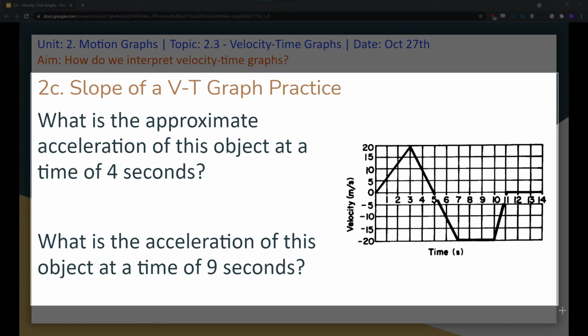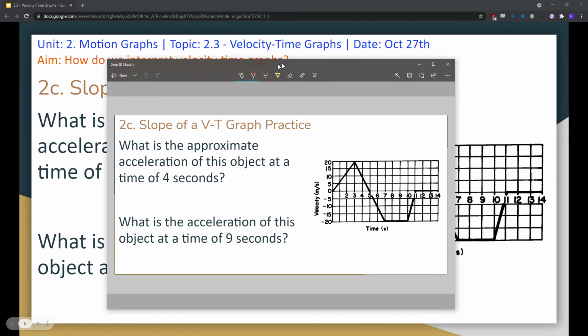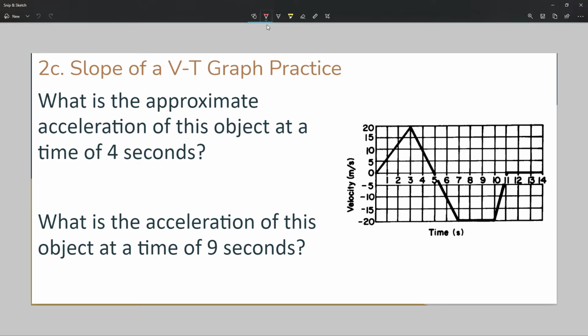Let's do another practice question. What is the approximate acceleration of this object at a time of 4 seconds? They want to know what the acceleration is at 4 seconds here. Again, because the coordinate is on this line, we're going to calculate the slope of this line only. I'm going to start at 3 seconds, at this dot right here. You want to calculate the acceleration, so you're going to calculate slope, and this is on the VT graph only.